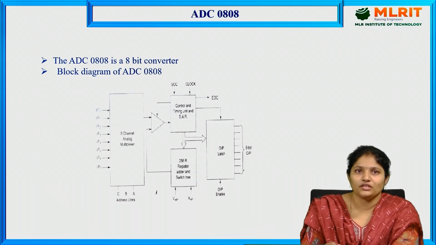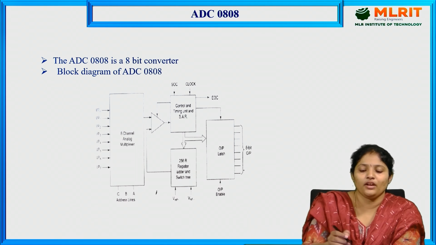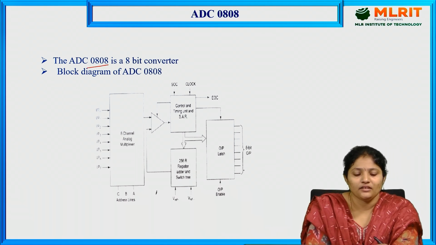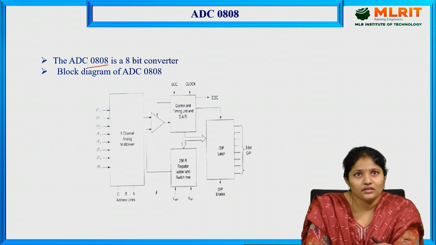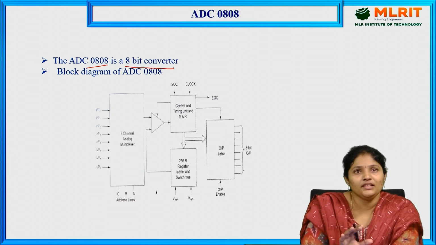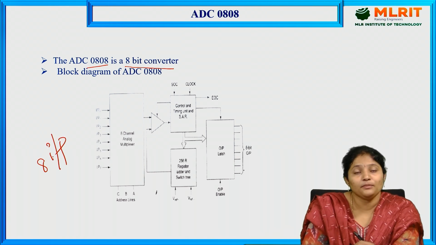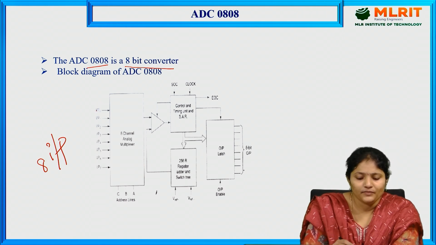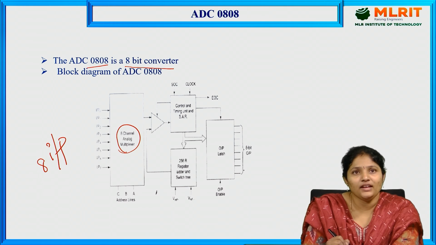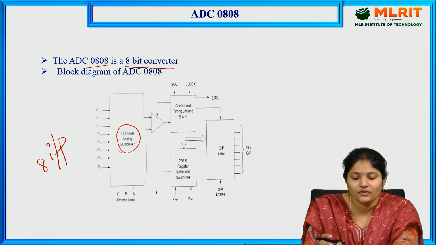This is the block diagram of the 0808 ADC, A to D converter. The 0808 is an 8-bit converter. It can take 8 analog inputs, but at a time it can only convert one input. To handle these 8 analog inputs, it uses an 8-channel analog multiplexer. What is a multiplexer? With n number of inputs, you get one output. So in this ADC, they use an 8-channel multiplexer.